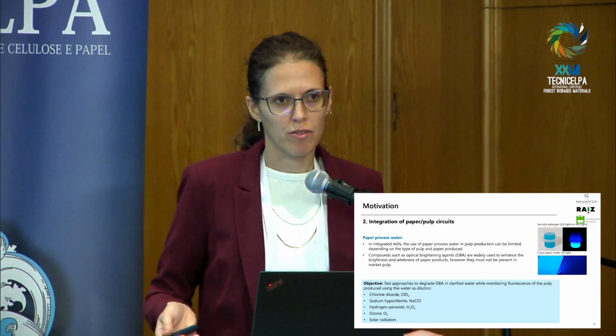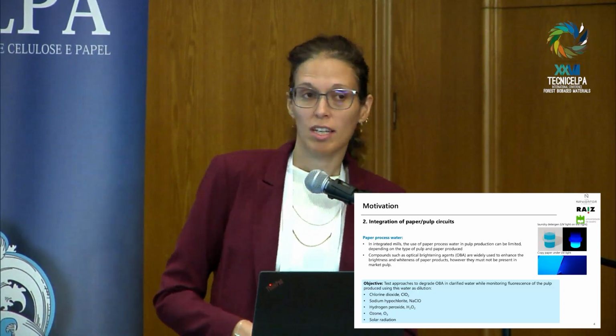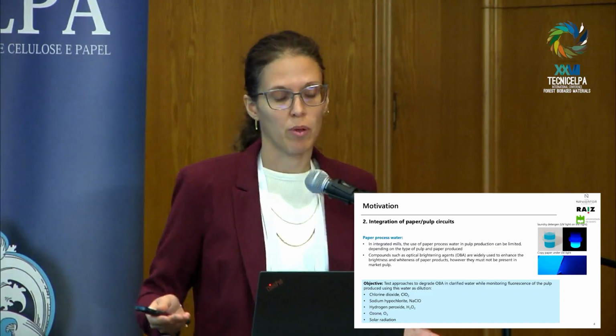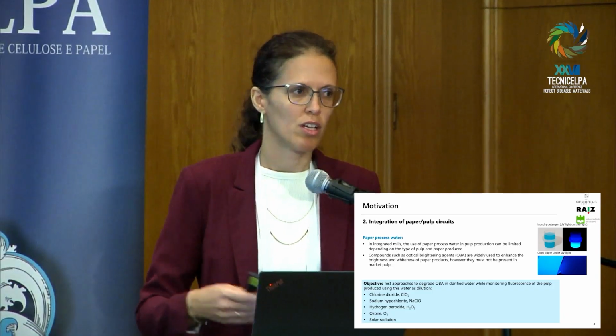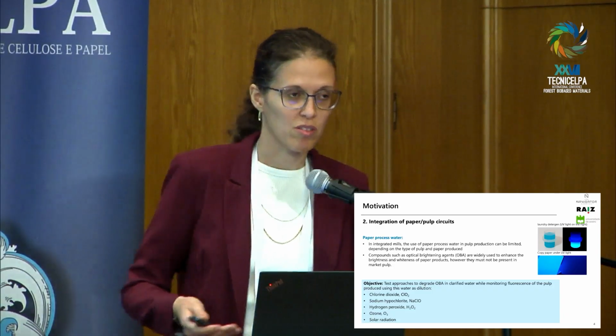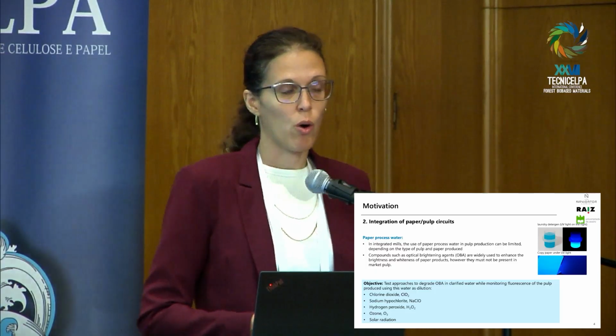This is obviously for integrated mills. And it's a challenge, especially if the mills are producing multiple products. For example, if a mill is producing paper, copy paper, printing and writing paper, it uses several chemicals in the process. One of them is optical brightening agents, or OBAs.